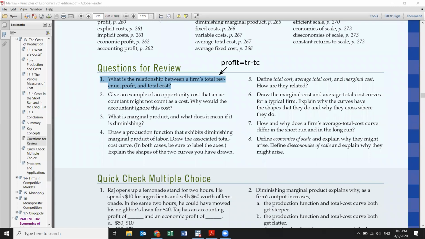Okay. Now coming to the second question: give an example of an opportunity cost that an accountant might not count as a cost, and why would the accountant ignore this cost? We already talked about it. We said that an accountant would not count the owner's opportunity cost of alternative employment. Like if you're working at KPMG and receiving a salary, let's say 100,000 tenge as just an example.